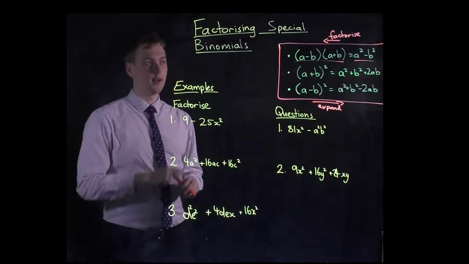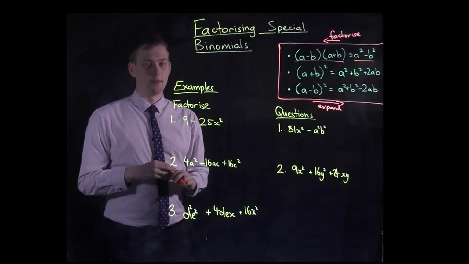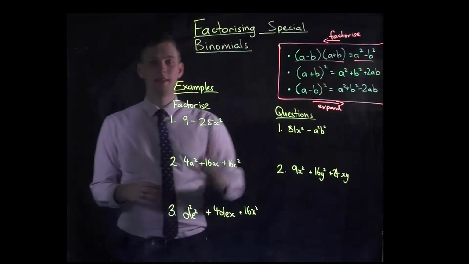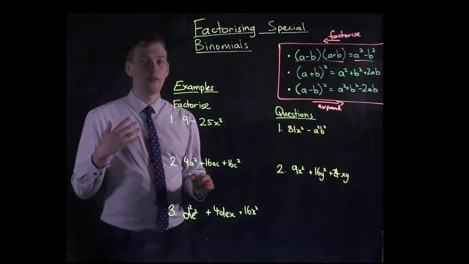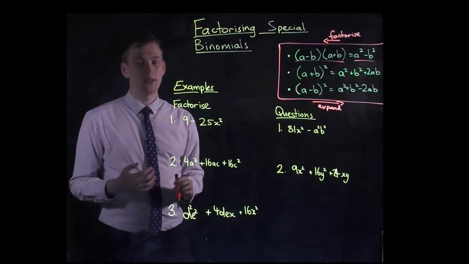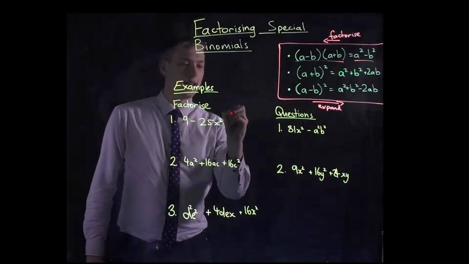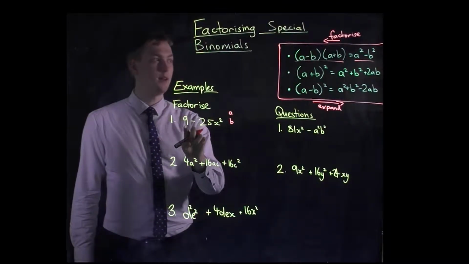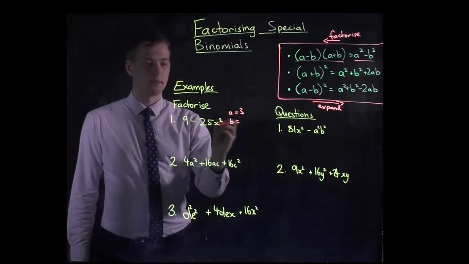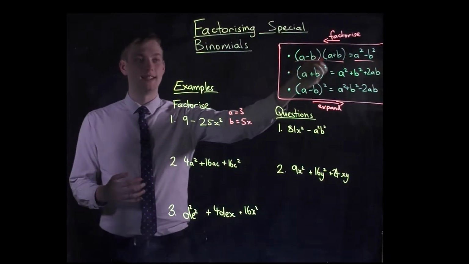So for the first one, we need to look at which of these shapes it looks like it's going to be. And I can look at that and see there's two terms, and there's a minus in there, so it's probably going to be something of that shape. Now our first term is a 9, which is a square number, and our second term is 25x squared, which is also squared. So we're in a good place. And if we were to write our a and b here, so our a would be the square root of this number, which is going to be 3, and our b would be the square root of this number, so 5x.